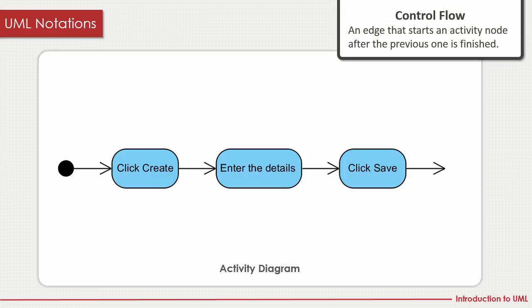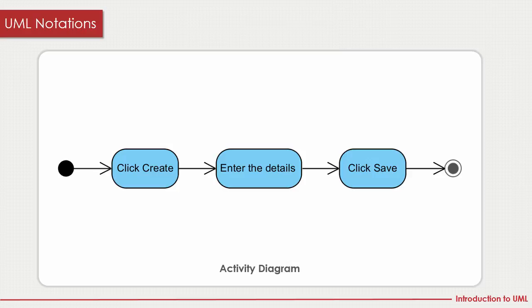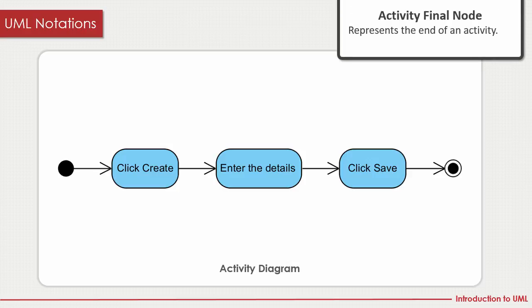Between the action and the initial node is control flow. It's an edge that links the start of the activity node to the next activity node. It's showing that when the first action is completed, it will go to the next action. And finally, you will have the final node. Let's see how to draw the activity diagram.